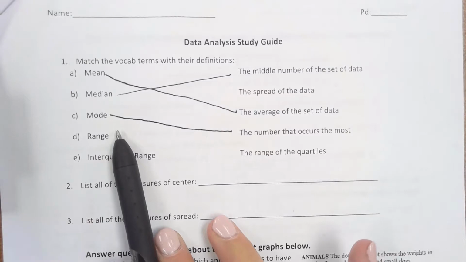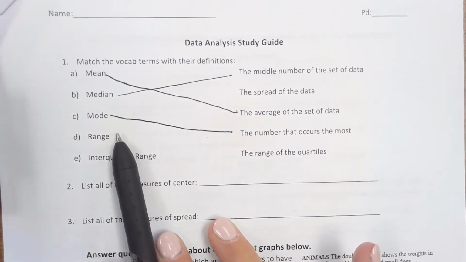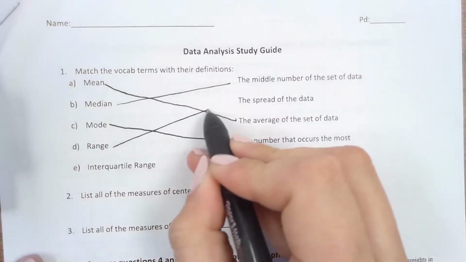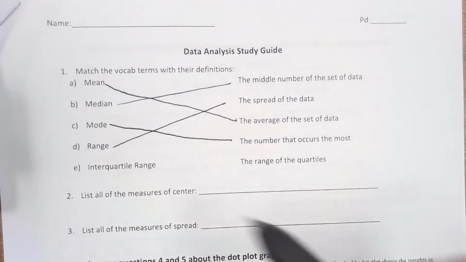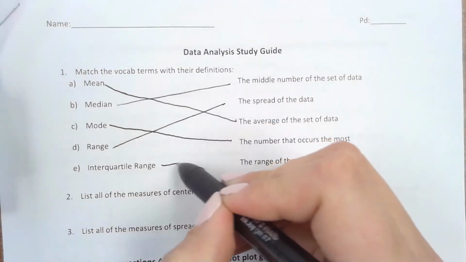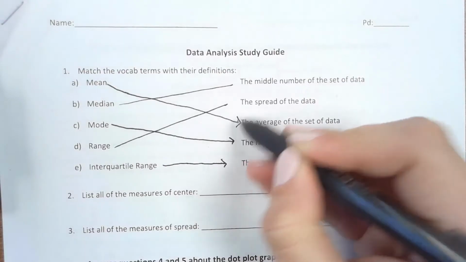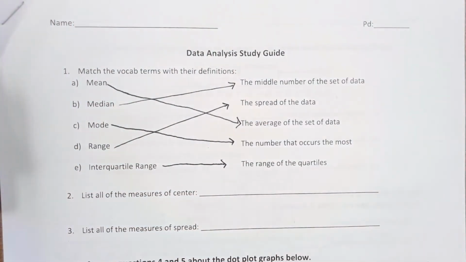Range, that is taking your biggest number minus your smallest number. So that is talking about the spread of the data. And then the last one, interquartile range, that's taking the range of the quartile. So that's taking the spread of the data of your quartile. So that is that one. And if you want to put arrows, you can. But those are your definitions.